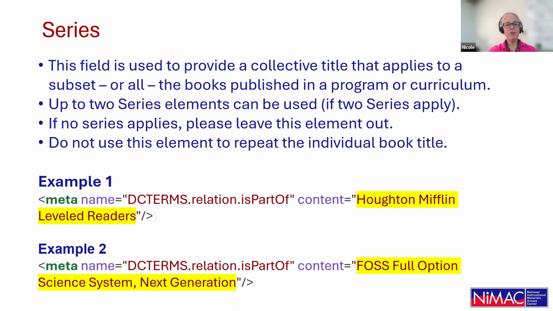So in our examples below, we see the Houghton Mifflin Leveled Readers or the FOSS Full Option Science System, Next Generation. And these are generally designations that you will see on the printed book, on the PDFs that the vendor receives from the publisher across a number of books that are being submitted. And so that's kind of the way that you can identify, hey, this is a series. It's showing up on multiple books or all of the books for a particular program.